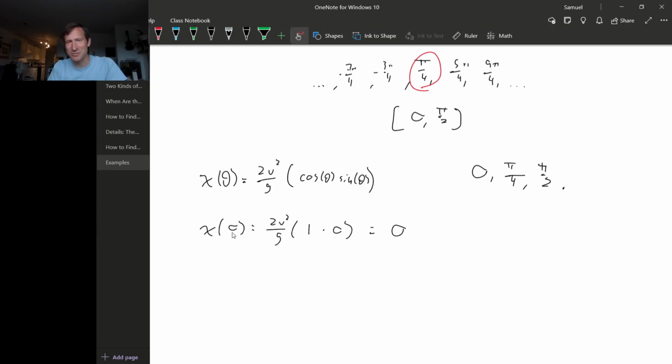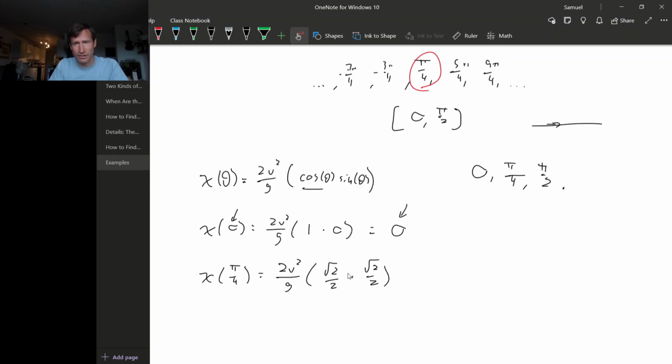That's not a surprise. Remember, if we launch our projectile with angle 0, that means we're launching it parallel to the ground. Well, it's going to immediately hit the ground if we do that. So no surprise that the range there is 0. For pi over 4, we get 2v squared over g. Now cosine of pi over 4 is root 2 over 2, times sine of pi over 4, that's also root 2 over 2. So putting this all together, 2v squared over g times, turns out this is a half, so v squared over g.